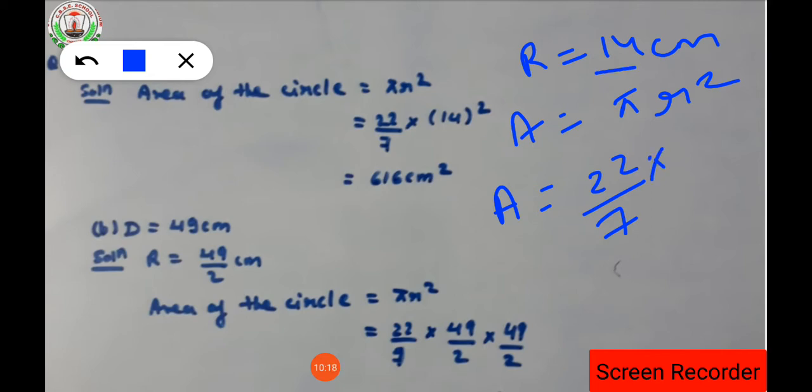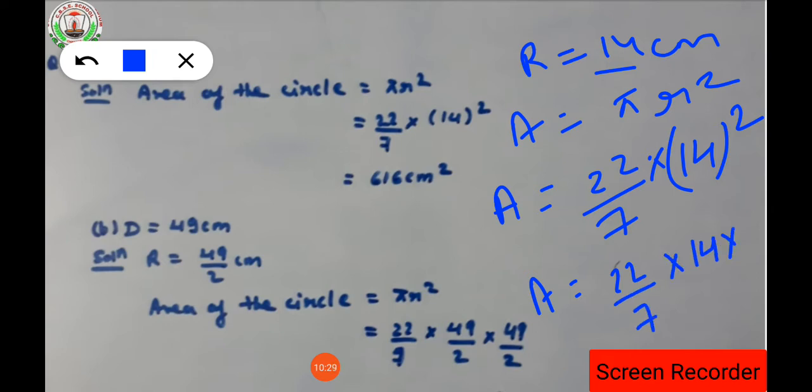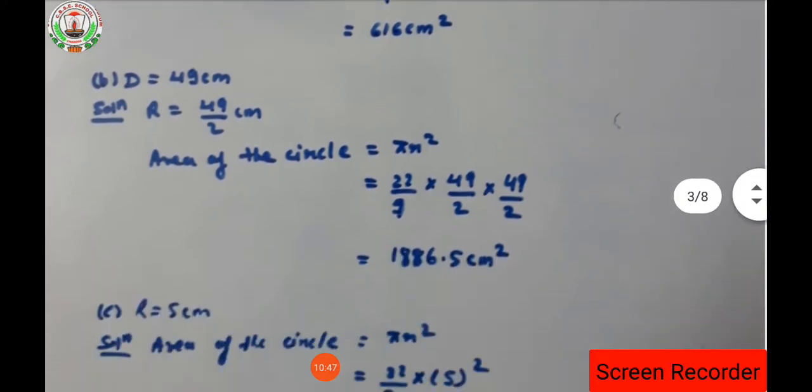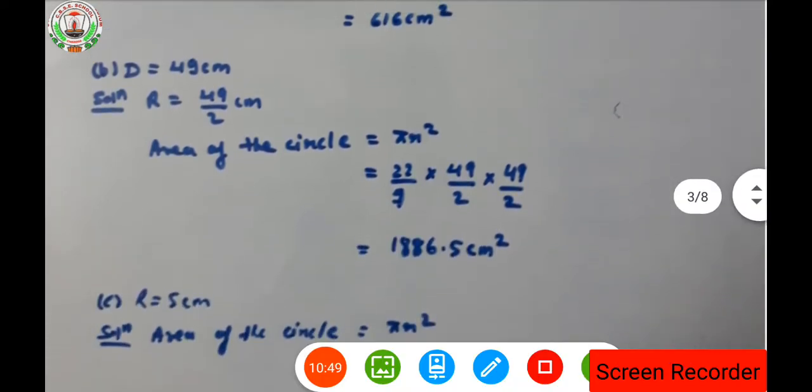R value is 14. So 14 the whole square, isn't it? Now A is equal to 22/7 into 14 square. That means 14 will be multiplied twice, isn't it? Now 7 ones are 7 and 7 twos are 14. So 22 into 4 is 44. 44 into 14 is how much? That is 616 centimeter square, the required answer. Clear?